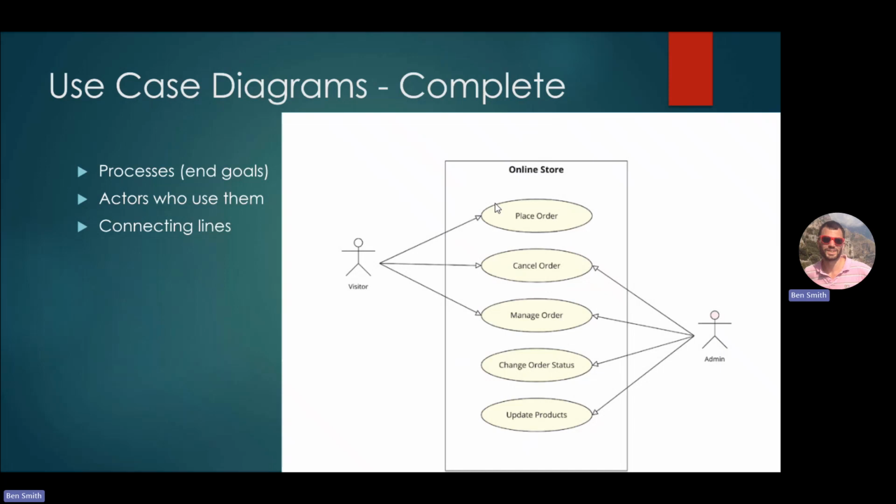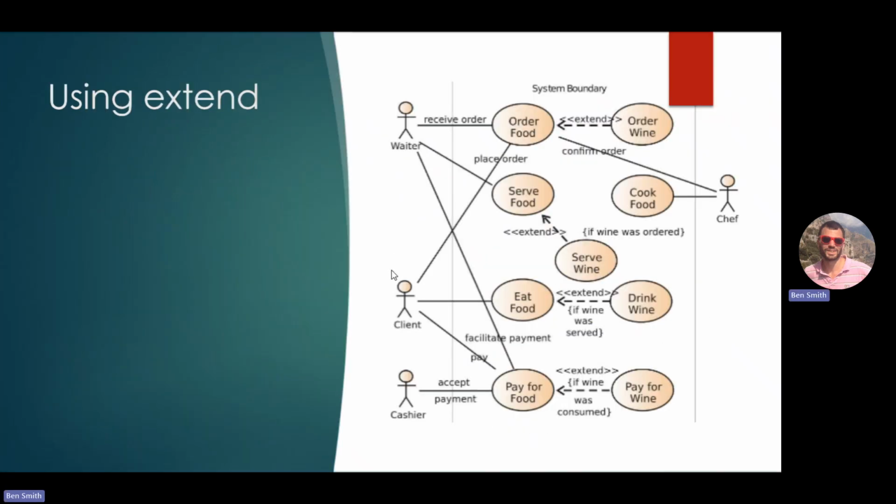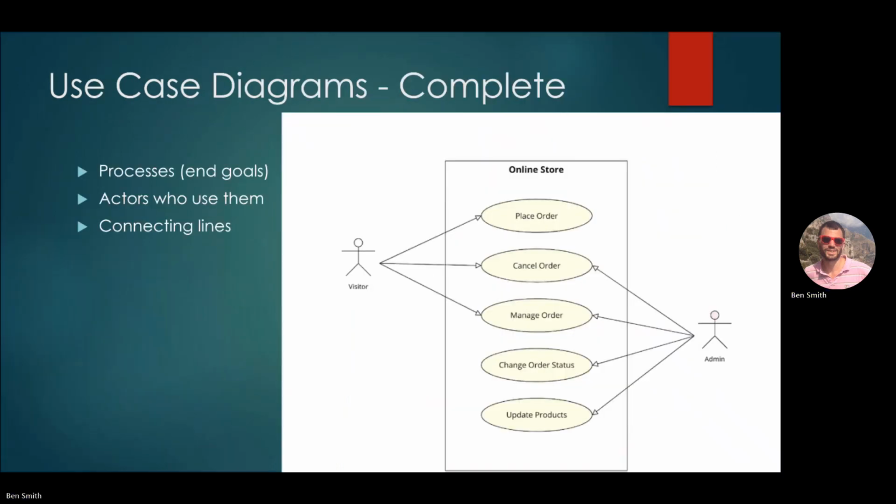So here you could break those processes down even more, perhaps, or put similar ones in here. You can make them very complicated as well. You can have processes that extend on a process. So here we've got a waiter who receives an order, and then there's a process or a function here to order the food, but an extension of that might be ordering the wine as well. So it's related to ordering the food, but you're extending its functionality. You can then copy this with Visio and put it into your reports.